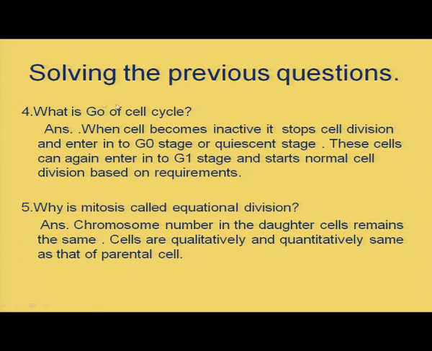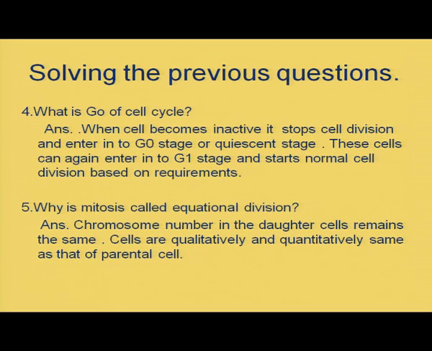Now, come to the next question. What is G0 of the cell cycle? G for gap, and 0 means here it is a quiescent stage, an inactive stage. When a cell becomes inactive, it will stop cell division and enter into the stage called the G0 stage, or the quiescent stage.